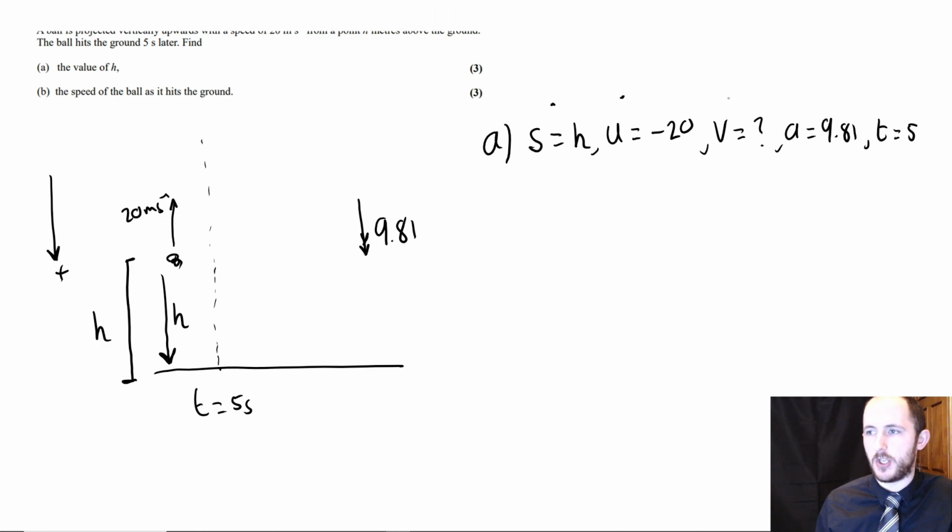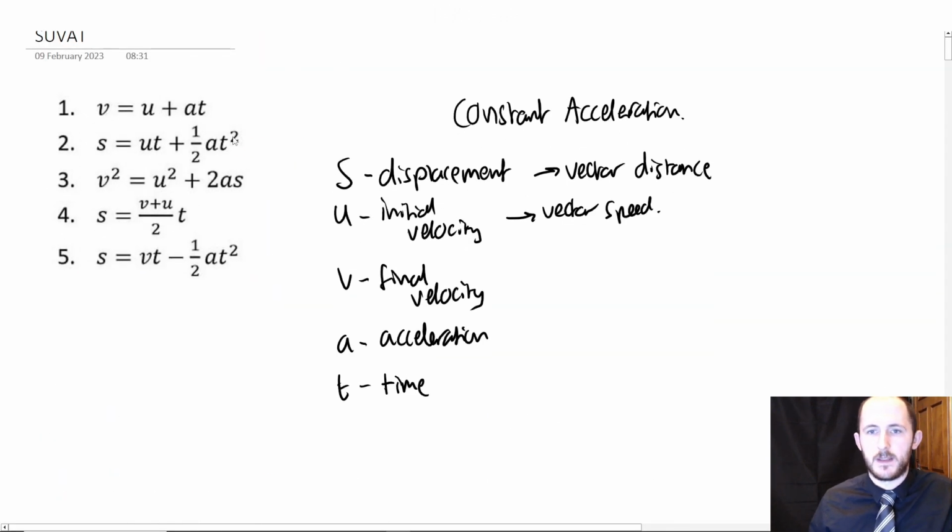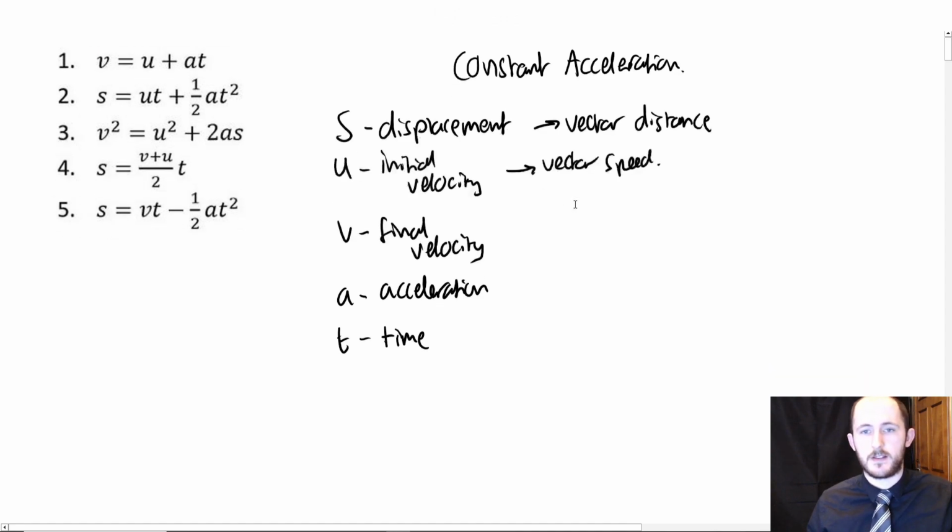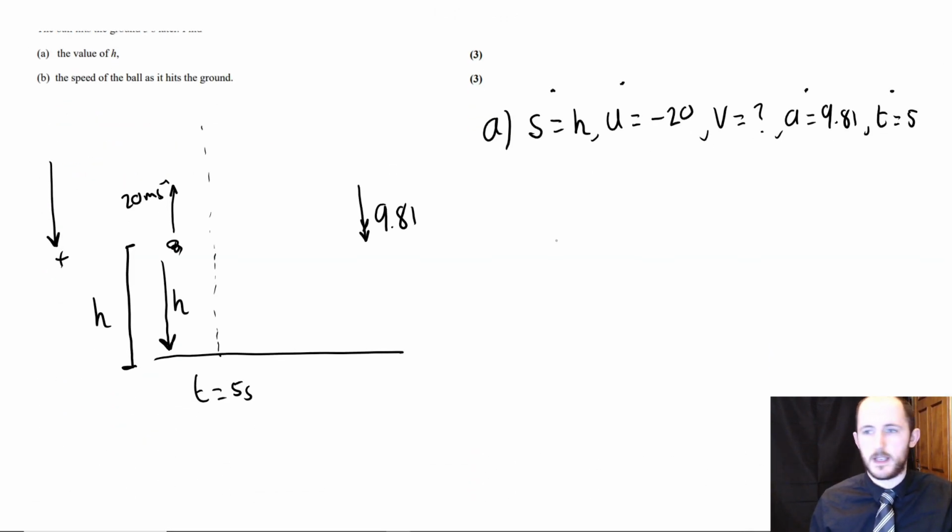Now I like to write out what I have. So I have s, u, a, and t. So what equation can I use? Well, if you look through here, can I use this equation? No, because I don't have v. Can I use this equation? Well, I have s, u, a, and t. I can.